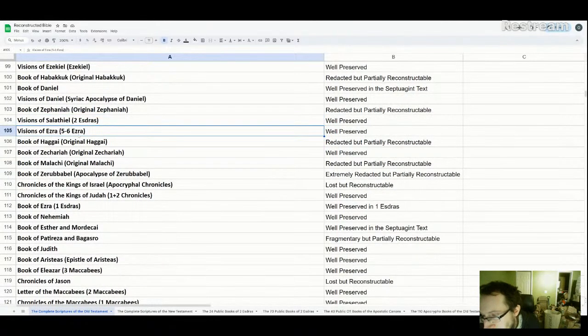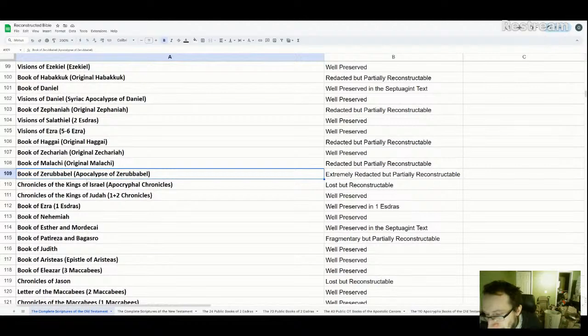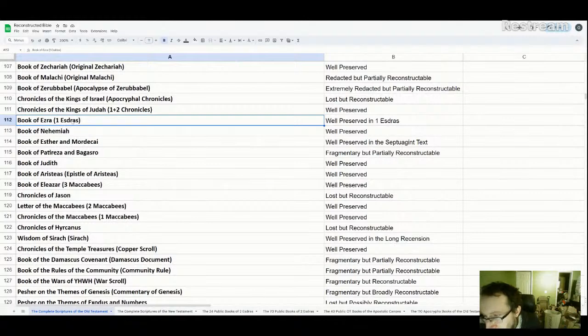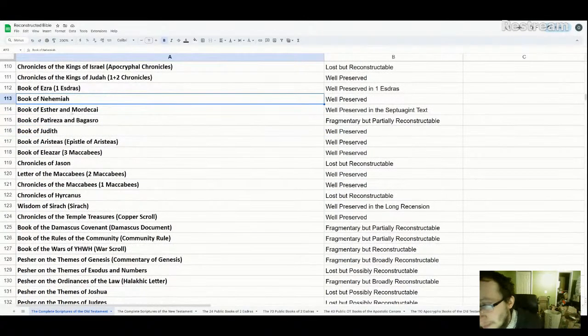Then we have Visions of Ezra. That's just the portions of 5th and 6th Ezra that scholars call it. We have Haggai and Zechariah, the original books for those. Malachi, I believe, as well. Apocalypse of Zerubbabel. I already mentioned the Chronicles books. So Ezra, that's First Esdras, in my view. Nehemiah. Then we have Esther, Book of Esther and Mordecai.